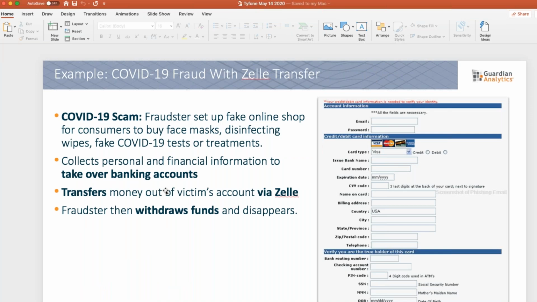So today, there's a lot of COVID-19 related fraud schemes happening. And in this one example that we see in our customer data, it involves a Zelle transfer. A typical COVID-19 scam could be fraudsters setting up a fake online shop for consumers to buy face masks or disinfecting wipes or even fake testing kits. The purpose of this scam is to collect their personal or financial information in order to take over their banking account. Then the fraudster will try to transfer the money out of the victim's account, and in this particular case, is using Zelle as a vehicle. Then the fraudster will withdraw the money and disappear. And then the financial institution and the victim will have to deal with the financial loss.